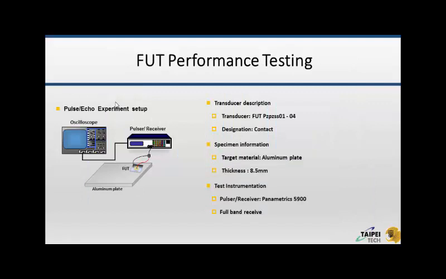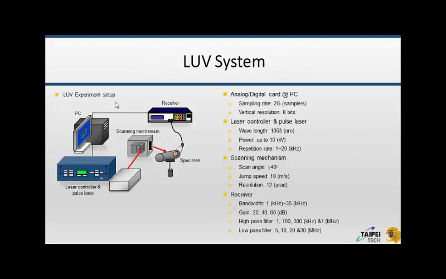And then we do a very easy ultrasonic test to test the performance of the FUT. We tried the four transducers, and the target is an aluminum plate about 8.5 millimeters thick, and you use a couplant to make contact. And then it's the LUV system we built in our lab. So this is the spec of our system.